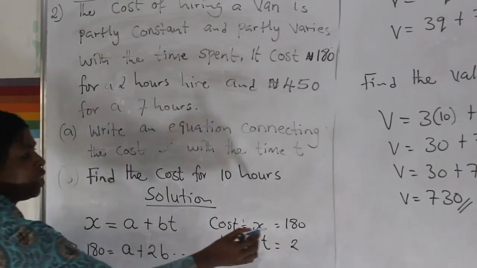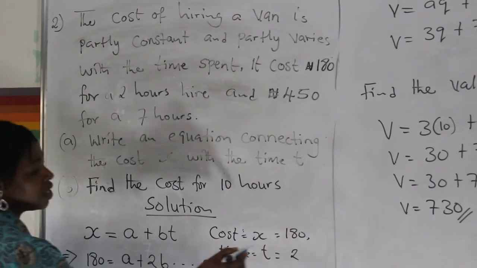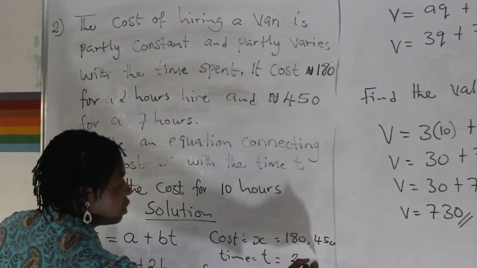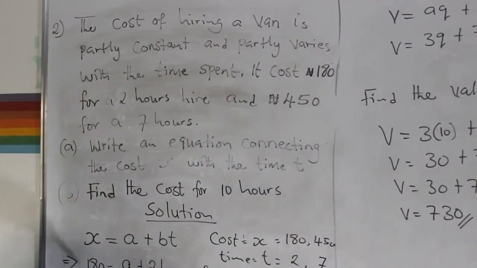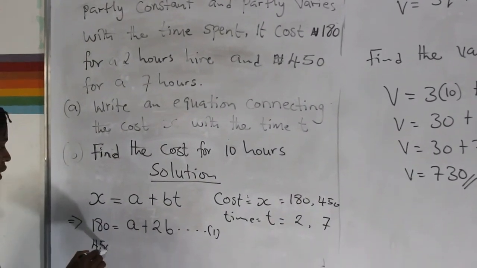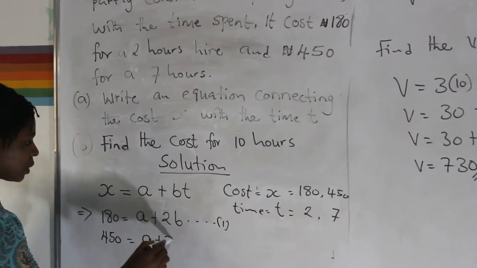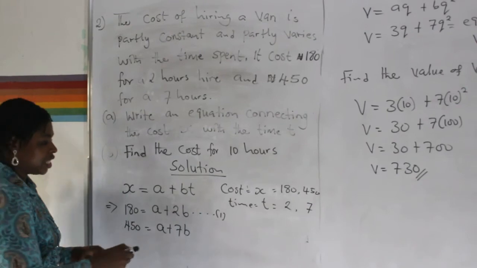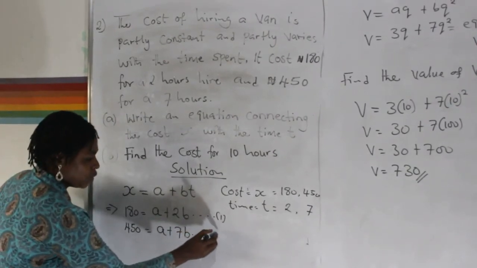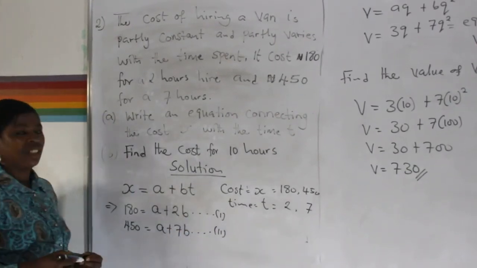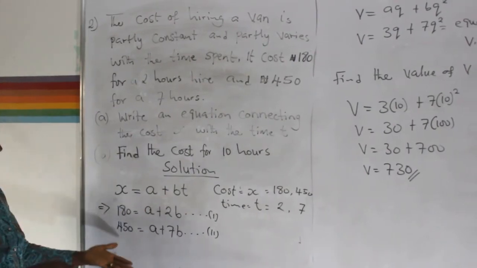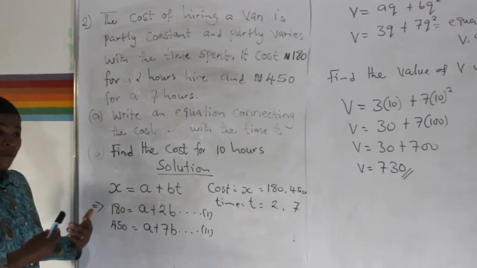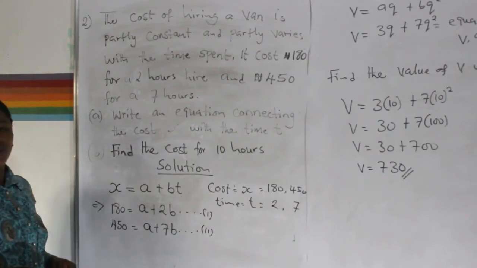Then for the second equation, the cost is 450 and the time is 7 hours. So we have 450 equals A plus 7B. So this is what we have, equation 2. Just like what I said here, we have a simultaneous equation. You can use elimination, you can use substitution.